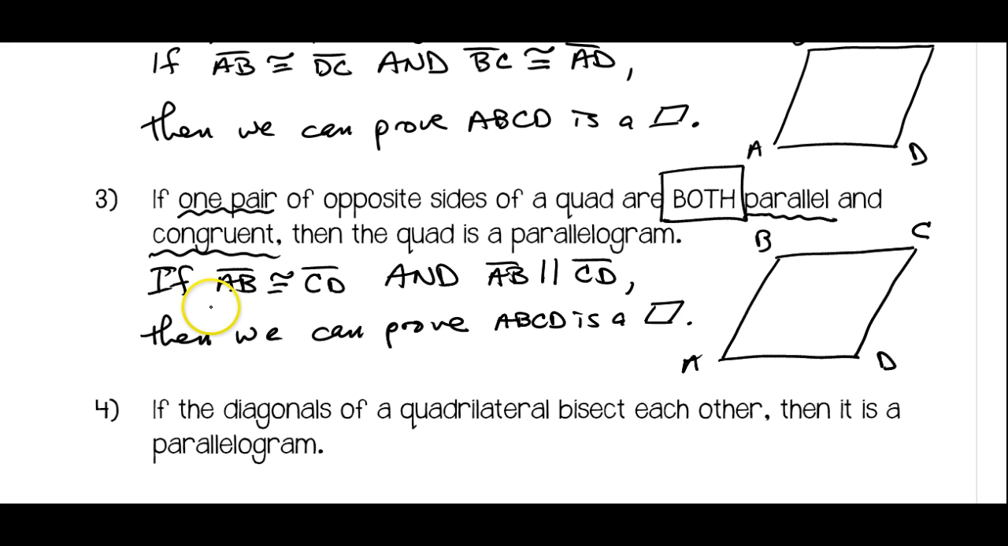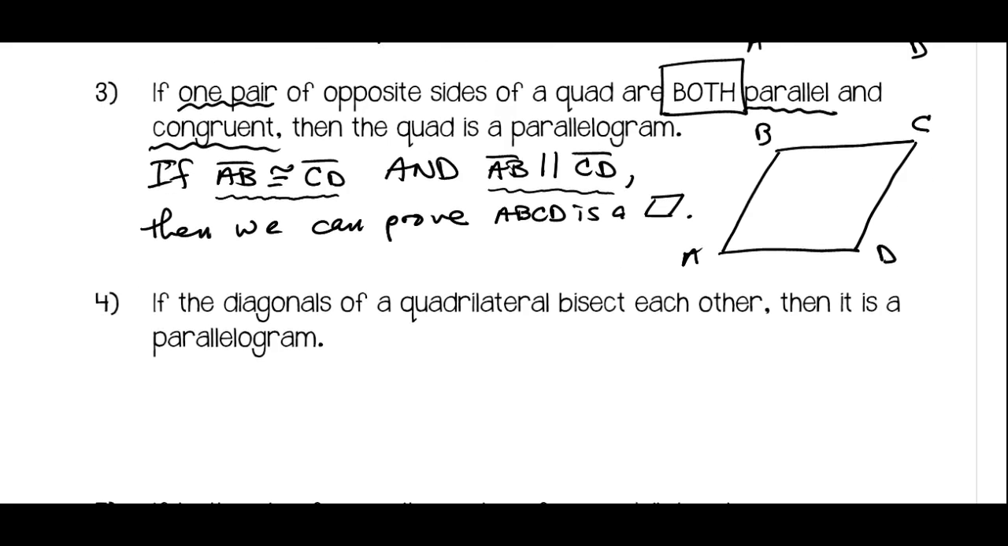Notice I have the same pair of sides here, congruent and parallel. In your proof, it doesn't matter the order that you prove each of those things, as long as you have both of them in your proof, then you can prove it's a parallelogram. Again, I'm going to stress it's the same pair of sides, congruent and parallel, not one side congruent and the other side parallel. That doesn't work.